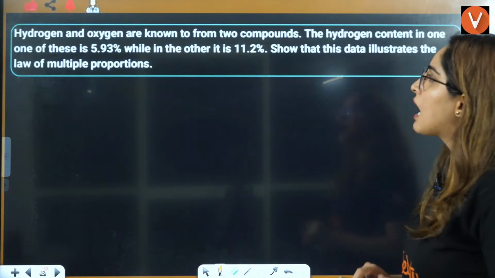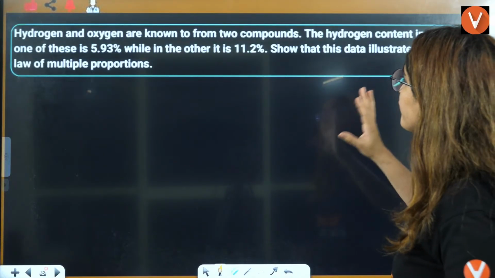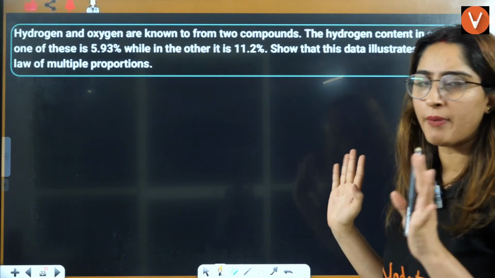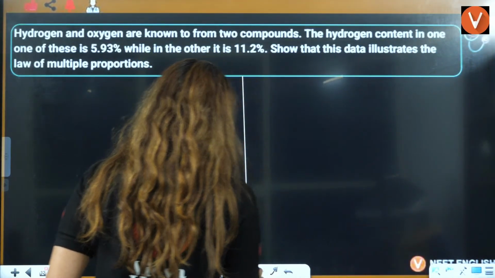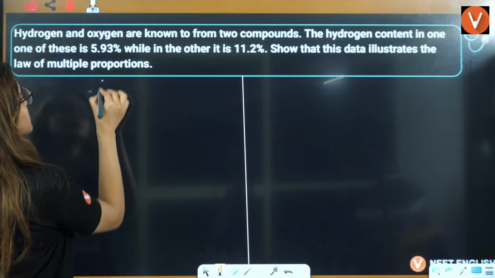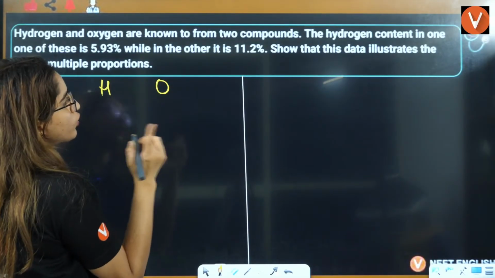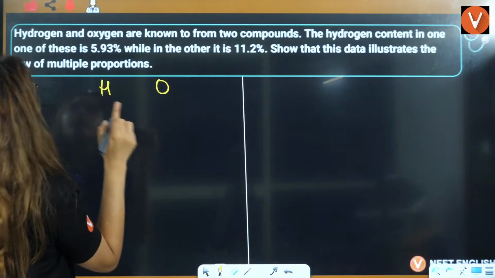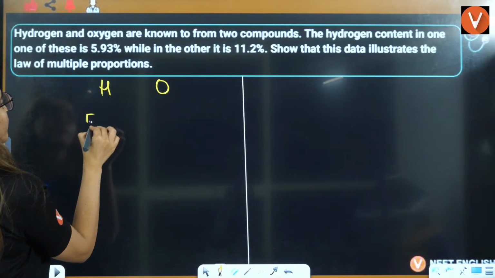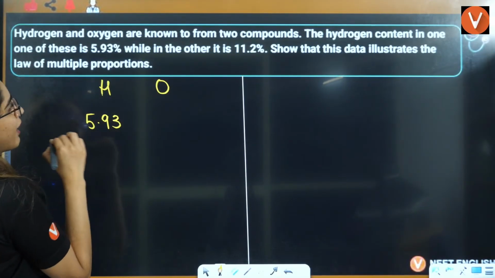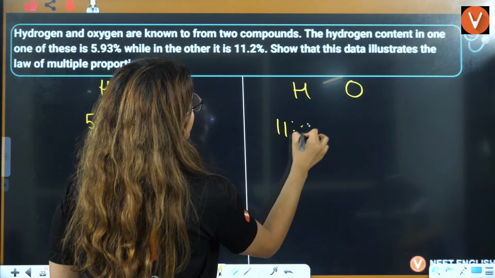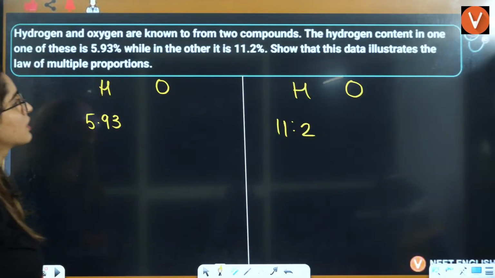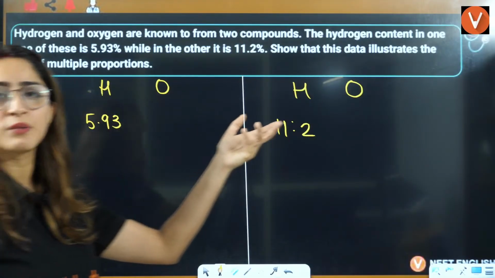Hydrogen and oxygen are known to form two compounds. Let's see this here. I'm just going through these questions. Hydrogen content in one of these compounds is 5.93, while in the other it is 11.2 percentage. Data is in accordance with multiple proportion.